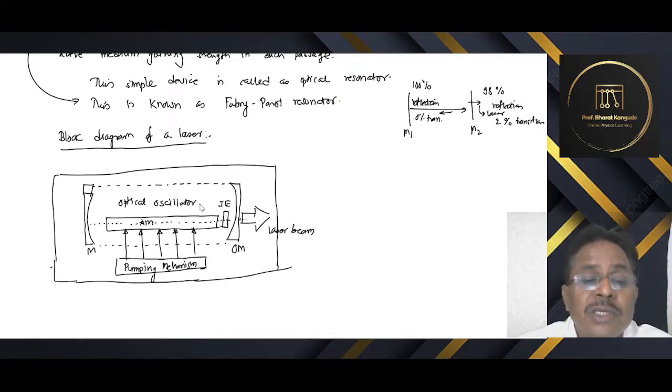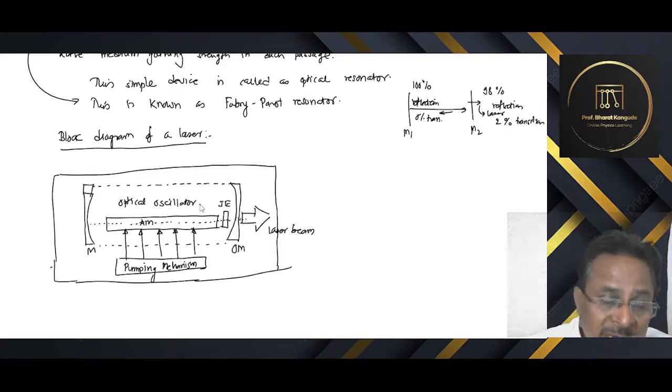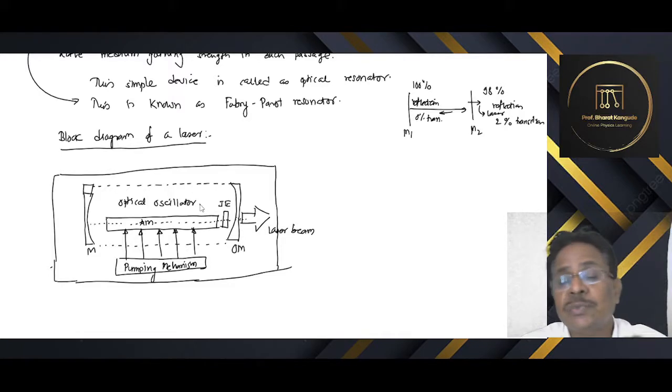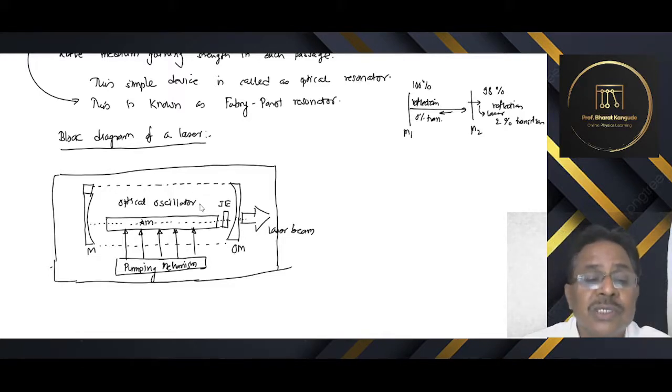When it comes out, it approaches mirror OM, gets reflected, and takes a second path. Through that passage again, it carries out further stimulated emissions. Then this further stimulated emission comes out from the active medium on the left side and gets reflected from mirror M. The same operation is carried out again, and multiple times such stimulated emissions are carried out by the laser beam passing through this active medium.